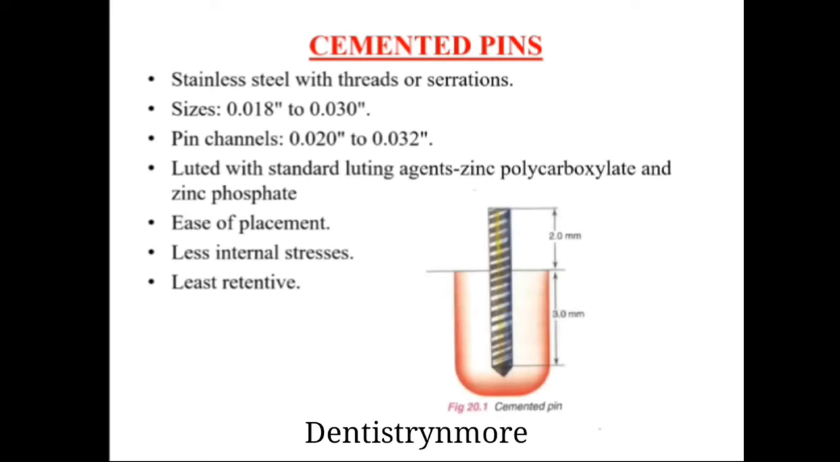First one is the cemented pin. It's a stainless steel pin with threads or striations. In the figure you can see the threads and striations. The size is 0.0182 to 0.030. Some of the advantages are ease of placement and less internal stresses, and the disadvantage is least retention.